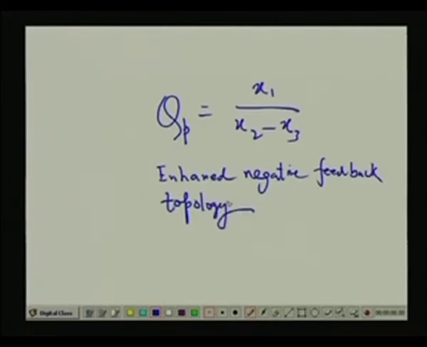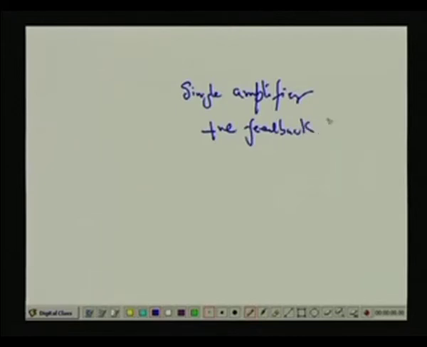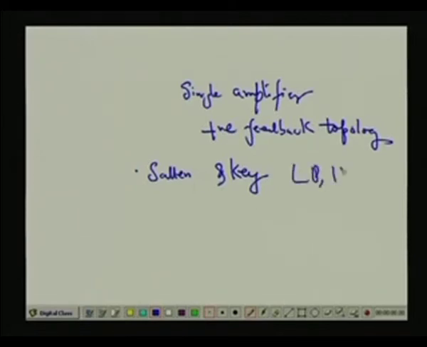Now, you see that in all the previous cases, whatever we have so far discussed, the single amplifier, the positive feedback topology, that means the Sallen-Key circuit, low pass, high pass, band pass, in all the cases you will find that QP or the pole selectivity is given by some x1 by x2. Now, what is this x1 by x2?